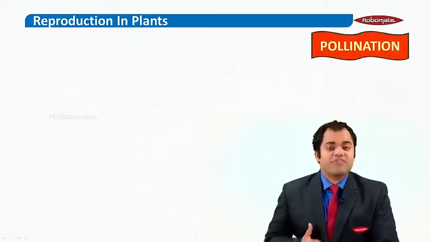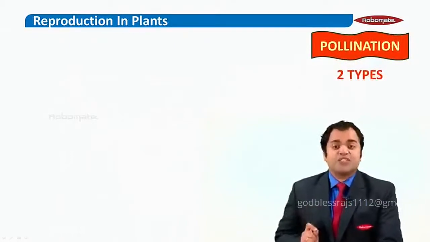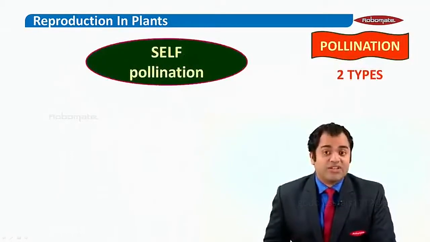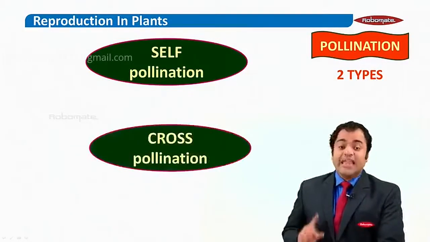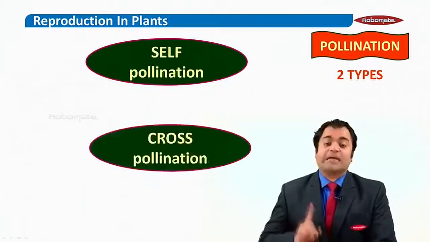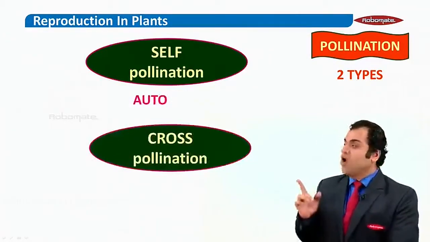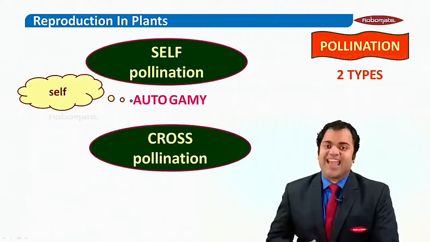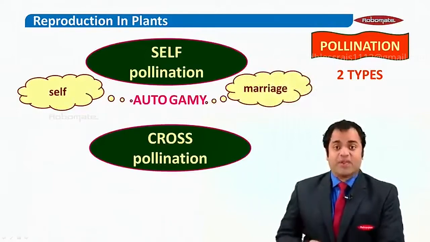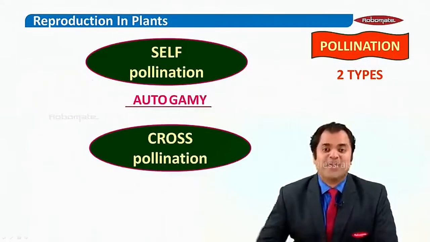The process of pollination is of two basic types. The first one is called self-pollination. The next one is called cross-pollination. Self-pollination goes by another name. Let us look at this name first. Look at that word, auto. Auto meaning self, and gamy means marriage. Is it okay? So self-pollination is also called autogamy.